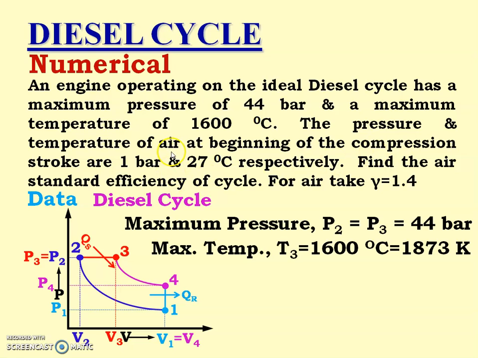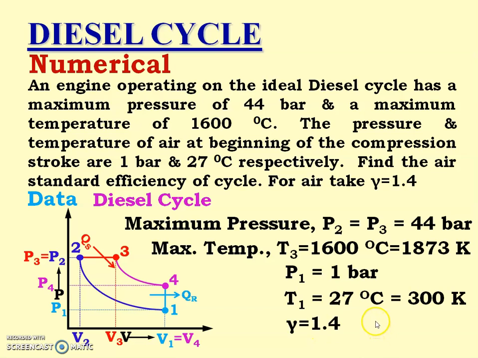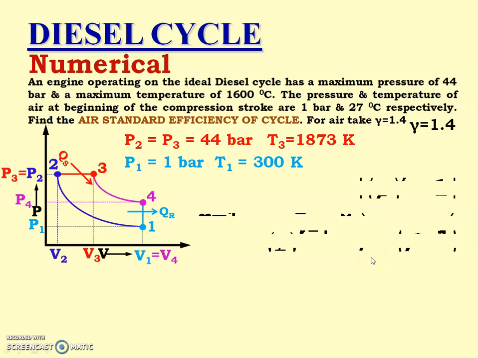Pressure and temperature of air at the beginning of compression. So where is the beginning of compression? Yes, point 1 is the beginning of compression. So it is P1 1 bar and T1 27 degrees Celsius, that is 300 Kelvin. Gamma is equals to 1.4 and we have to calculate the air standard efficiency.